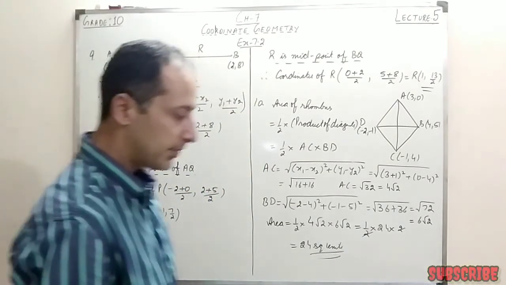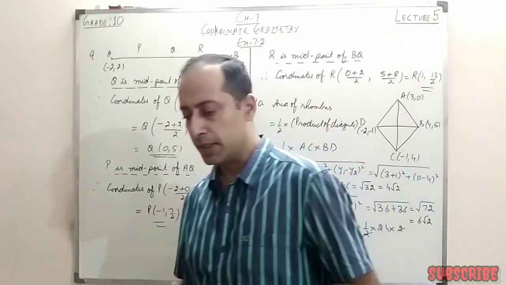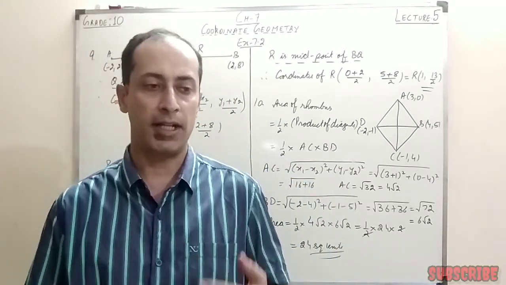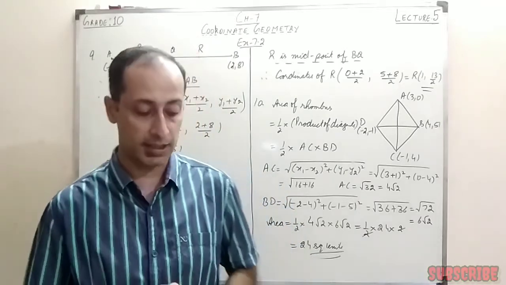Right, dear friends. So this was all about coordinate geometry, the distance formula and the section formula. In the next lecture, we will be discussing the area of a triangle. If the three coordinates of the triangle are given, how we can find the area of the triangle.